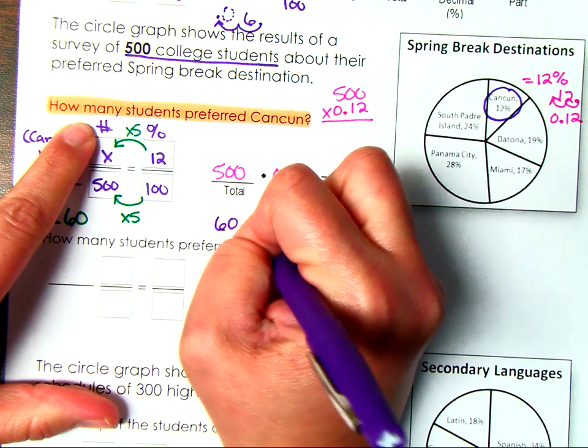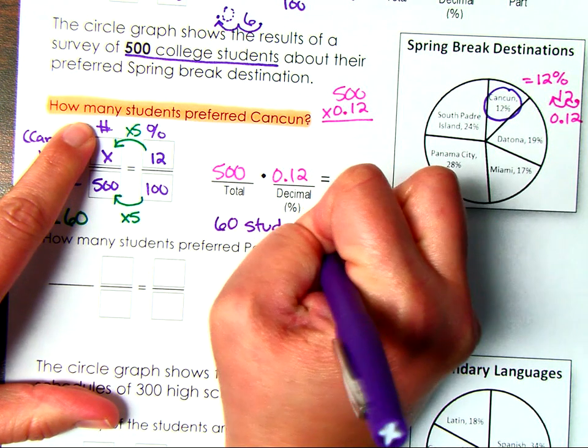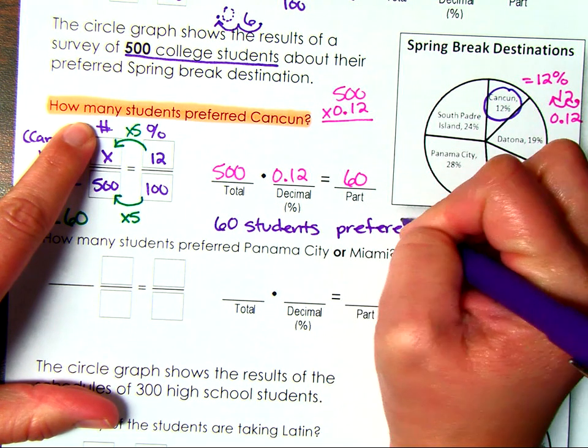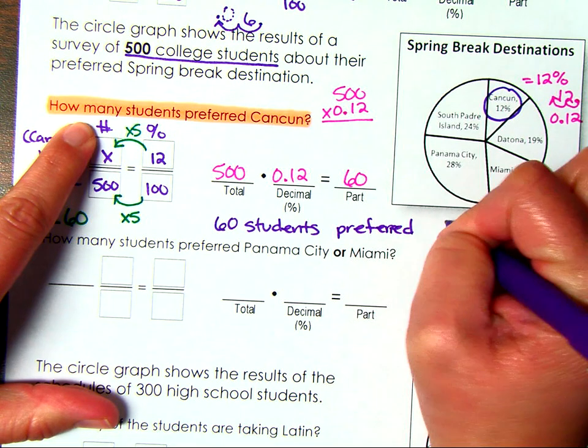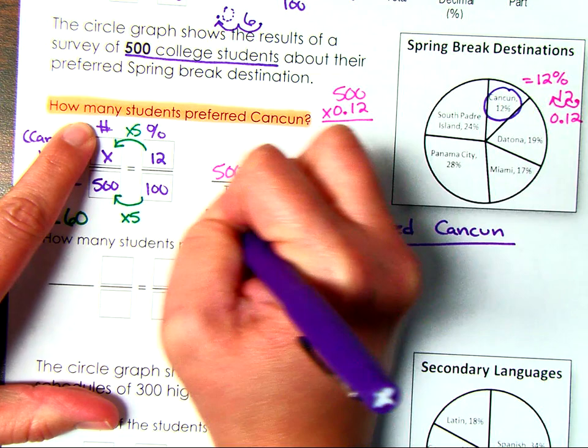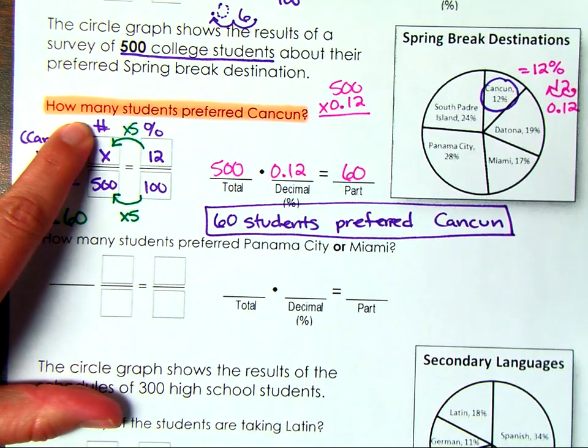60 students preferred, I forgot an R, squeeze one in there, preferred Cancun. So 60 out of 500 wanted to go to Cancun.